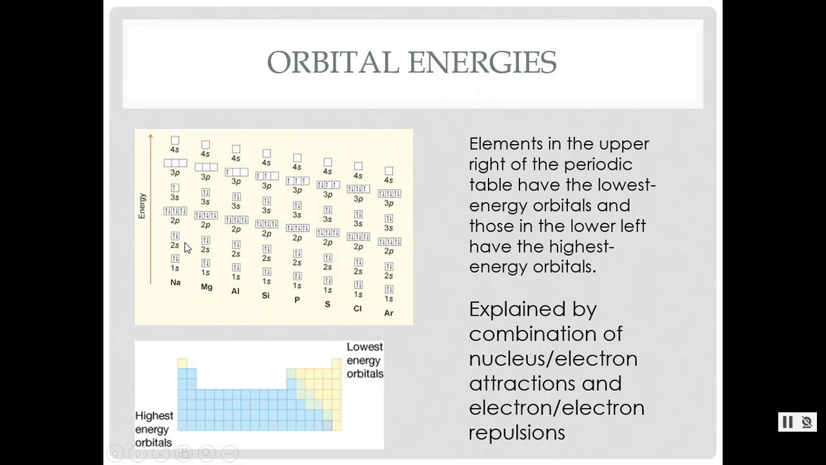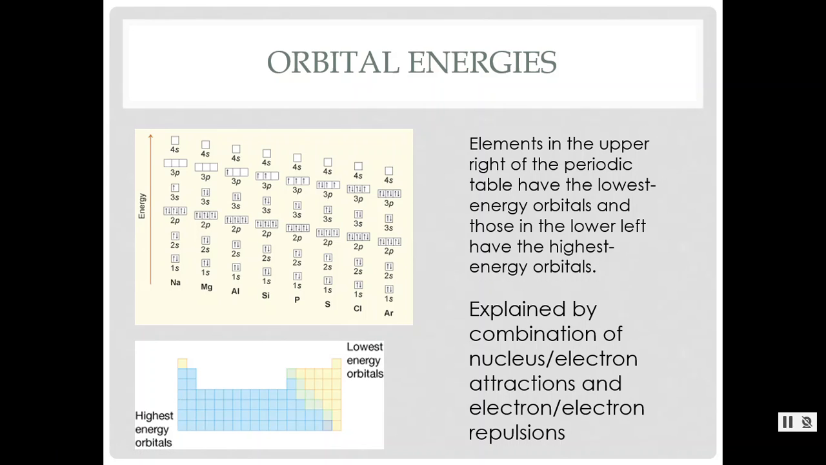But what about comparing a 1s orbital from sodium to a 1s orbital from magnesium or from aluminum? Well, it turns out that elements in the upper right-hand of the periodic table have orbitals that are lower in energy than those in the lower left. So for example, sodium, which is found right here, has an orbital energy that is higher than something like argon, which is over on the right-hand side of the periodic table.